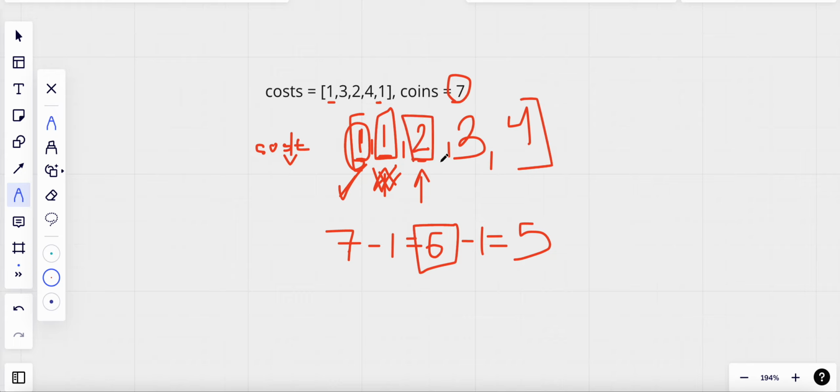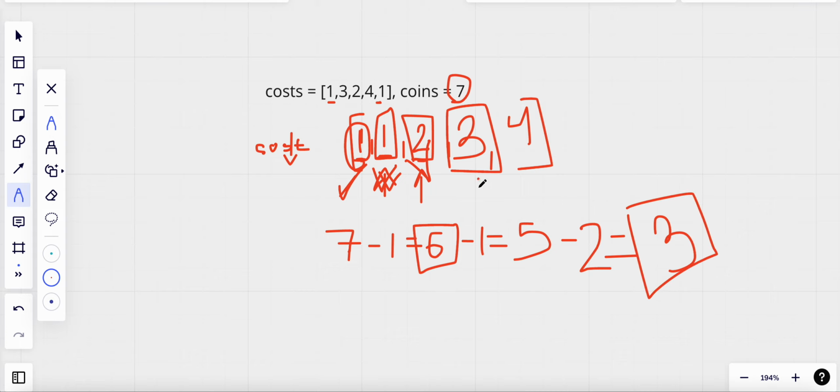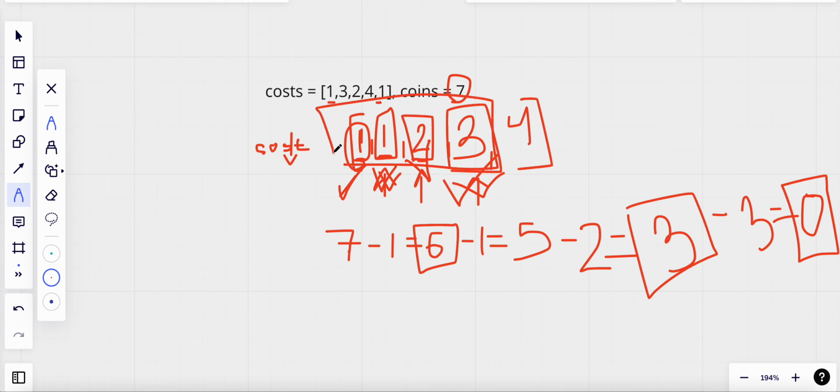We could also buy this ice cream. So what's the remaining amount? It is equal to 3, right? So we bought this one and the remaining amount is 3. Now 3 is equal to 3, so we have 3 coins and this ice cream costs 3, so we can buy this one. So we bought this and our remaining amount is 0. Since the value of coins remaining is 0, we can no longer buy any ice creams, right? So how many ice creams were we able to buy? We were able to buy 4 ice creams here.